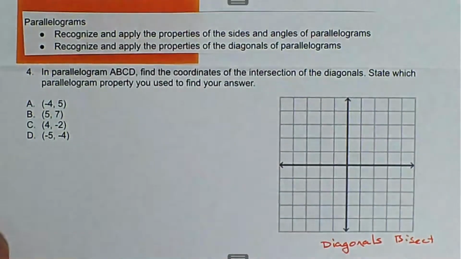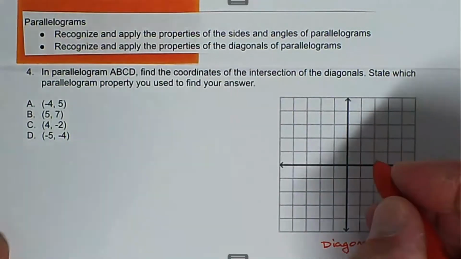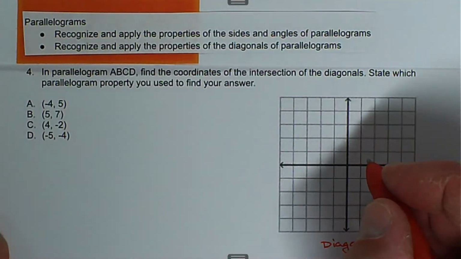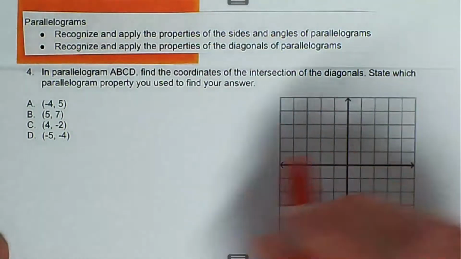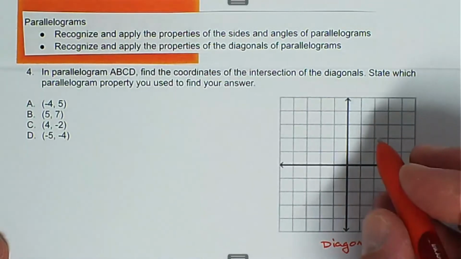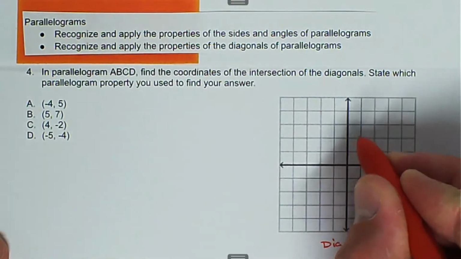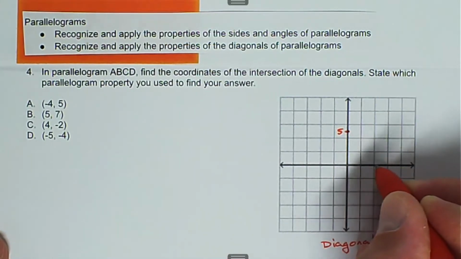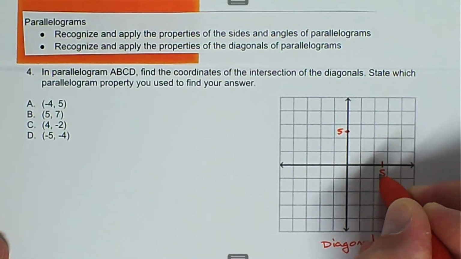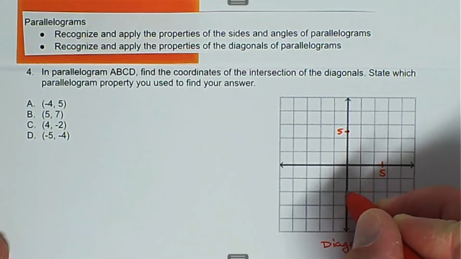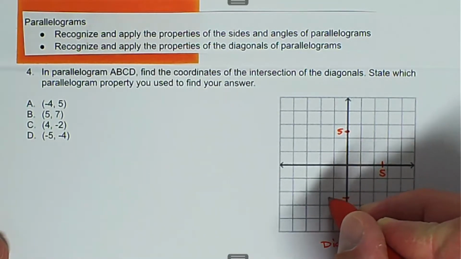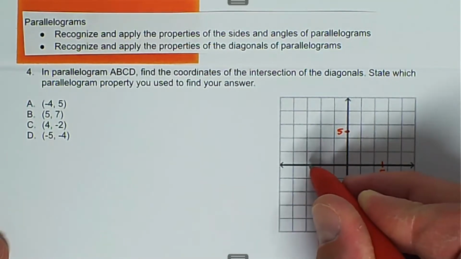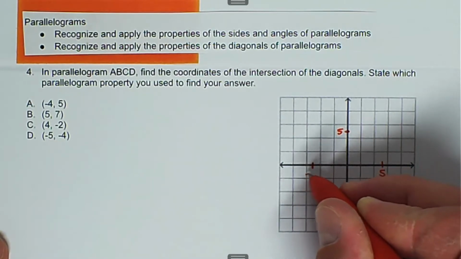So because diagonals bisect, we're going to be able to do this calculation. First thing is I want to put these points on my grid. And because B has a 7 in it, we're going to have to count by 2s. So 2, 4, I'm going to put 5 right in the middle right there. 2, 4, 5 right in the middle. 2, negative 4, negative 5. Negative 2, negative 4, negative 5.